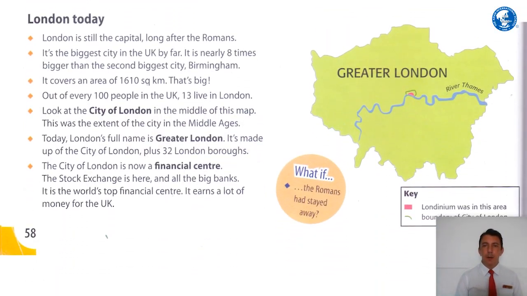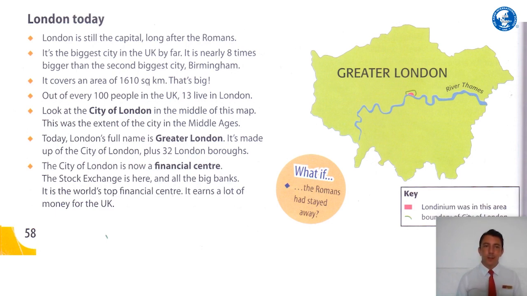So here's a map of the Greater London area. We can see the River Thames flowing through it, and that red shape in the center, that's where Londinium was. So let's read about London today. London is still the capital, long after the Romans left. It's the biggest city in the UK by far. It's nearly 8 times bigger than the second biggest city, Birmingham. It covers an area of 1,610 square kilometers. Out of every 100 people in the UK, 13 live in London.